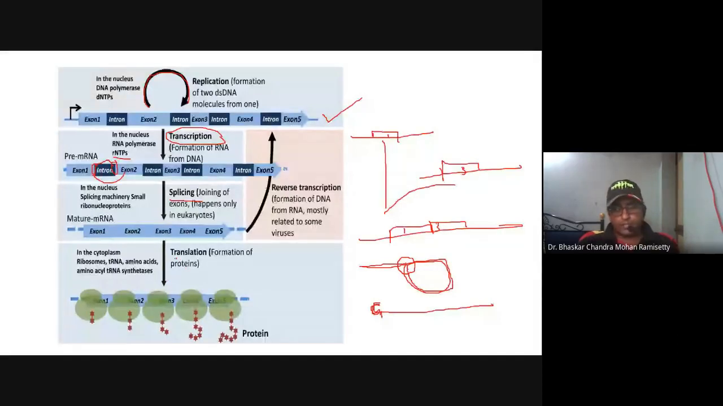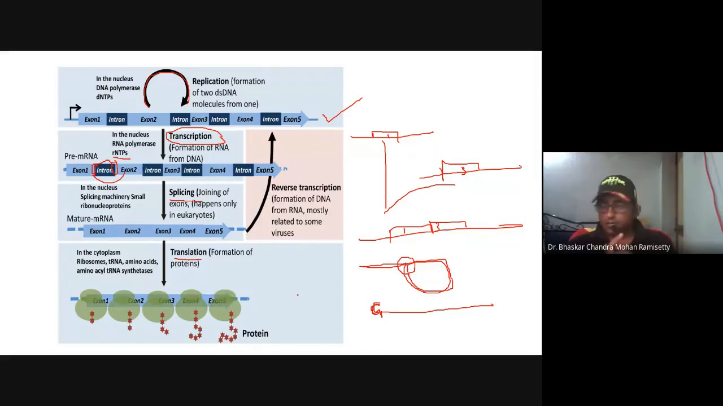What type of ribosomes do you find in prokaryotes? What are the units called? If you can recollect, the ribosomes are made of two subunits, one smaller and one larger. I'm waiting for answers. Yes, 50S and 30S in prokaryotes. In bacteria, you have 50S and 30S. And what does S stand for?